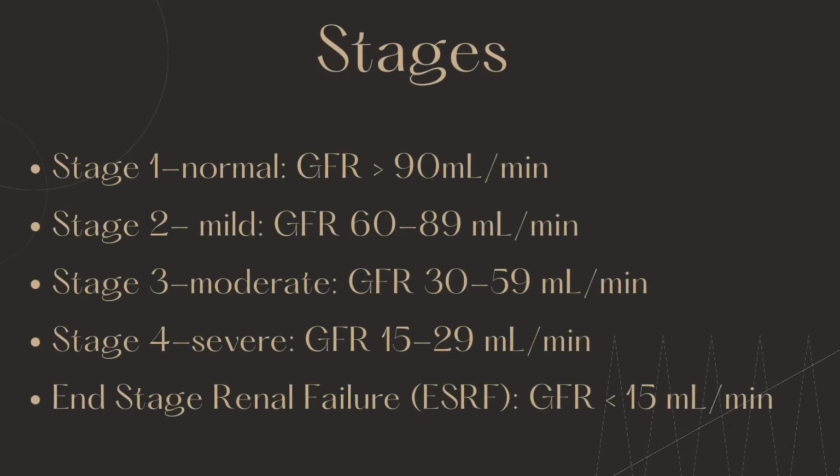Stage 1, which is pretty normal, the GFR is greater than 90 milliliters per minute. In stage 2, which is mild, the GFR is between 60 to 89 milliliters per minute. In stage 3, which is moderate, the GFR is between 30 to 59 milliliters per minute. In stage 4, it is more severe. The GFR is between 15 to 29 milliliters per minute. And in end-stage renal failure, ESRF, the GFR is less than 15 milliliters per minute.